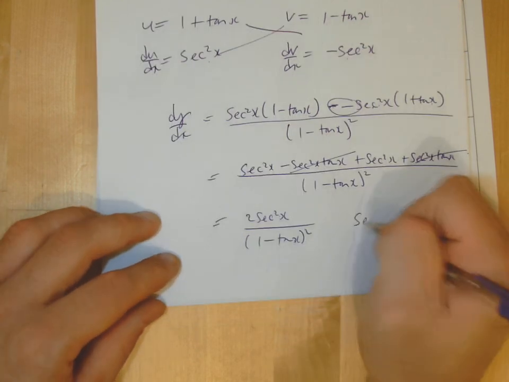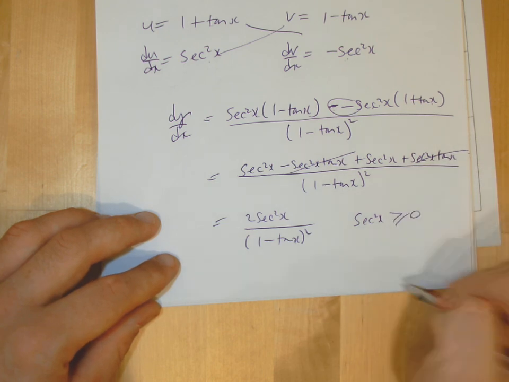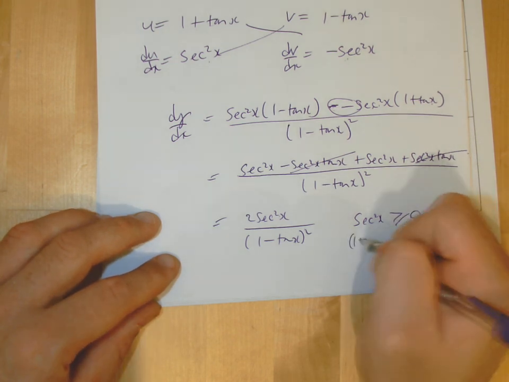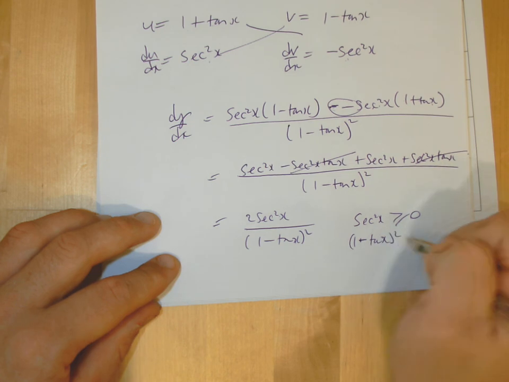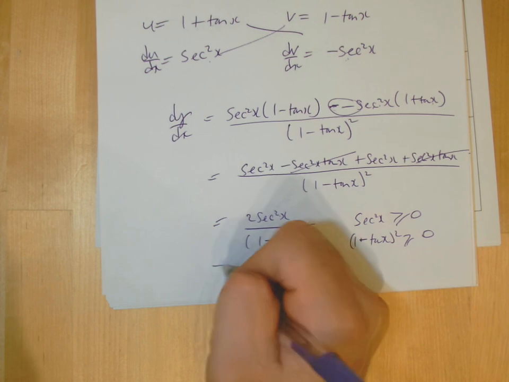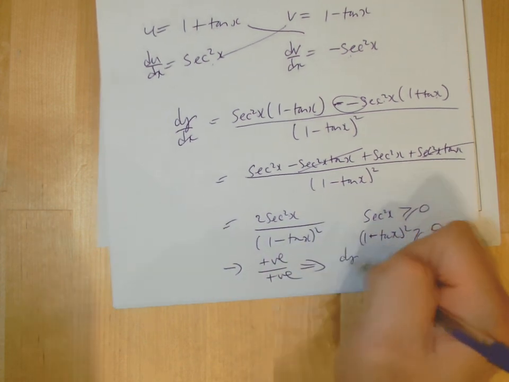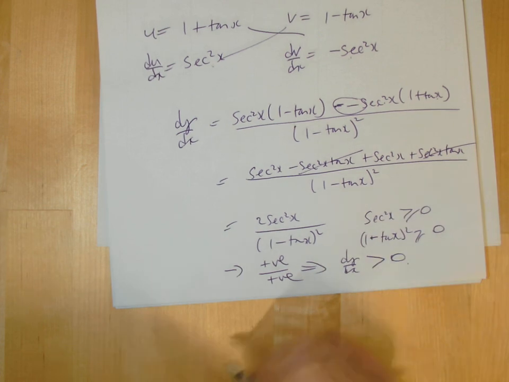So you can say, look, sec squared x will always be greater than or equal to 0. 1 minus tan x all squared, sorry, will always be greater than or equal to 0 because it's a square function. So then you've got positive over positive, which implies dy dx will always be positive.